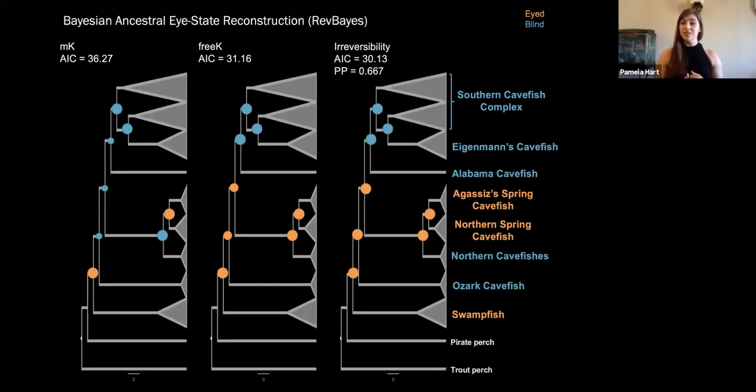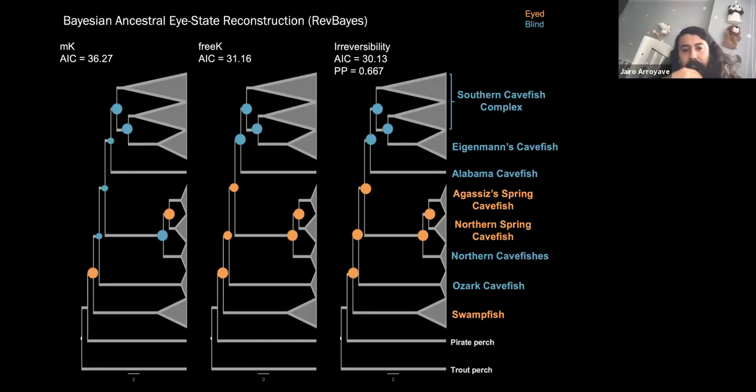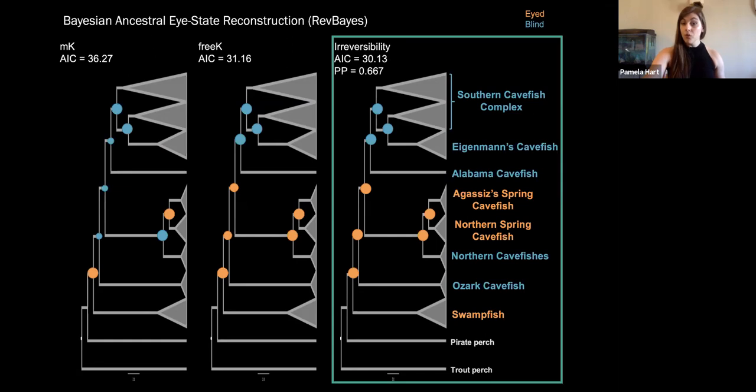For our ancestral state reconstruction, we tested 3 different models. Firstly, that all transition rates were the same, so we had the same rate between blind to eyed and eyed to blind. Our second model was that all transition rates were different. And then our third model, we specifically tested for irreversibility. So we tested for Dollo's law, and this was the chance that a transition from blind to eyed was 0. And the model that we found the most support for was that of irreversibility.